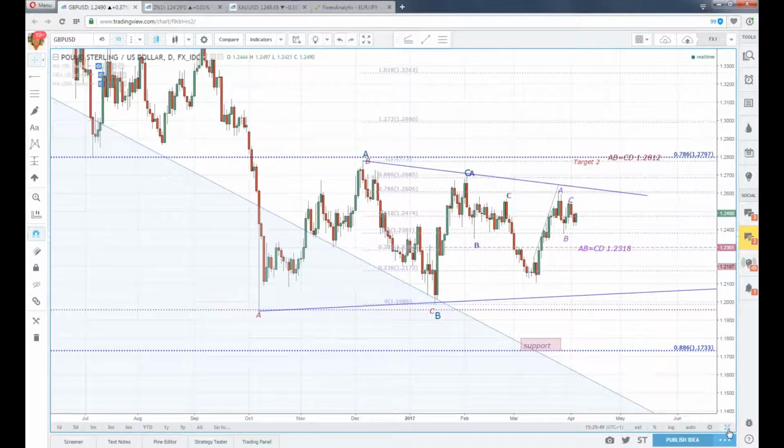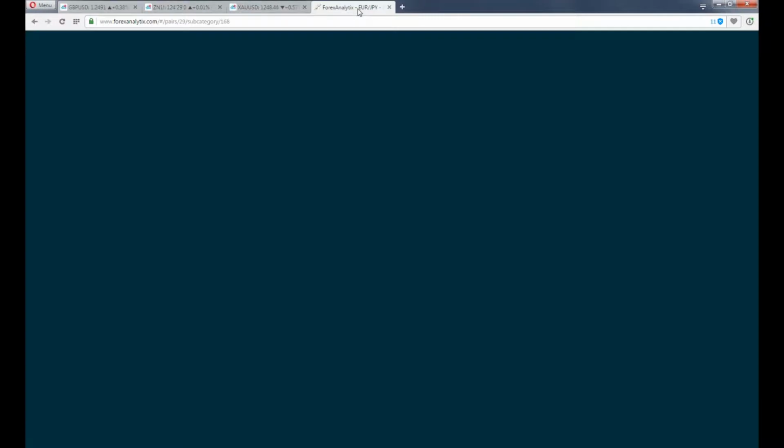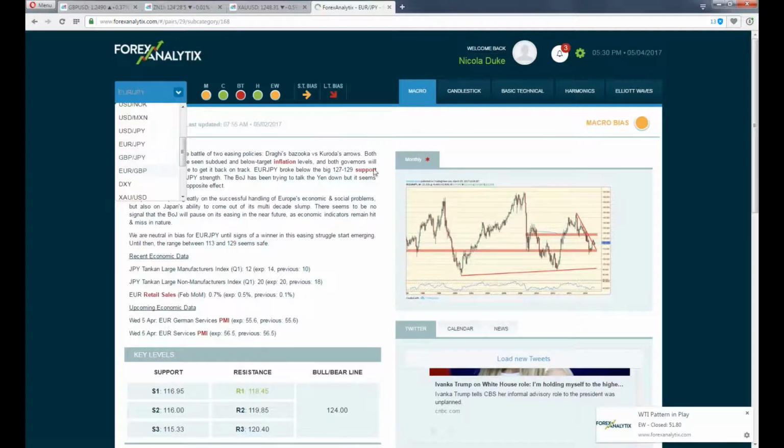I'll just quickly, let me see what's on here. Oh no, it's not. I haven't got my chart up for things, so I'll just pull up my chart for euro sterling from the site, if I can find it. There it is.